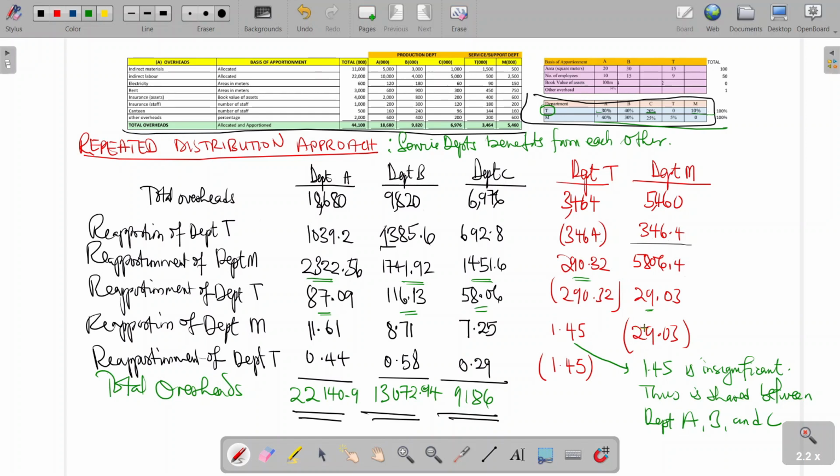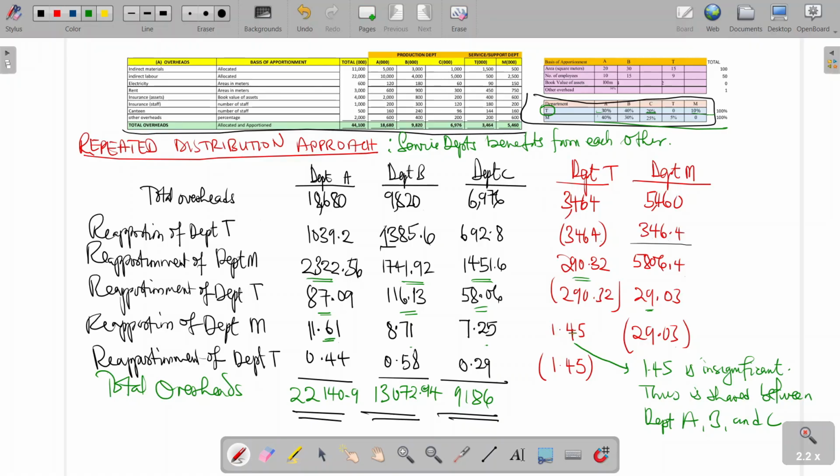Now we are going to share Department M again, which is 29.03, and that is why it's called repeated distribution. So in order to share Department M, you use the proportion below: 40%, 30%, 25%, 5%. Then when we multiply by 29.03, we get 11.61, 8.71, 7.25, as well as 1.45.